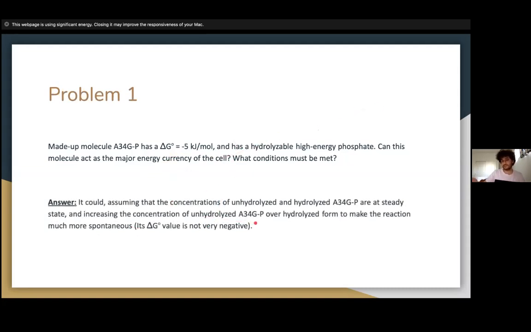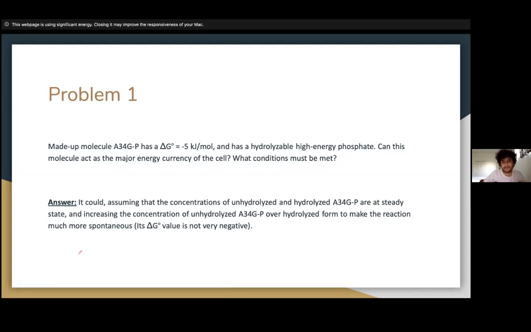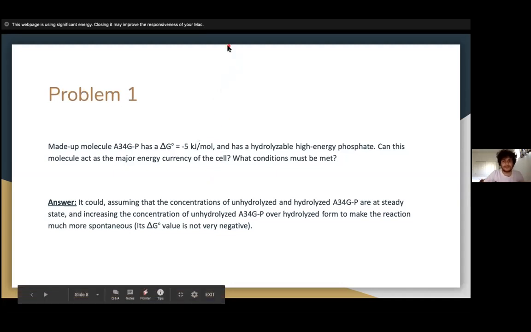So in order to maybe make that more favorable, it could increase the concentration of the unhydrolyzed to hydrolyzed form. So that way, maybe at that point, you would get a more favorable delta G. And then maybe you could use it for an energy currency. But yeah, good job. And the other part of the answer I was going for is, like ATP, you got to hold it at steady state such that once this reaction starts, it's not going to get used up and stop. Yeah, good job. So that's all I have.